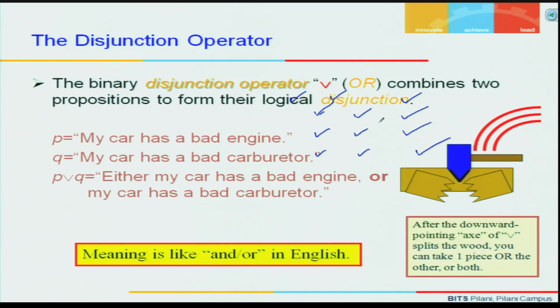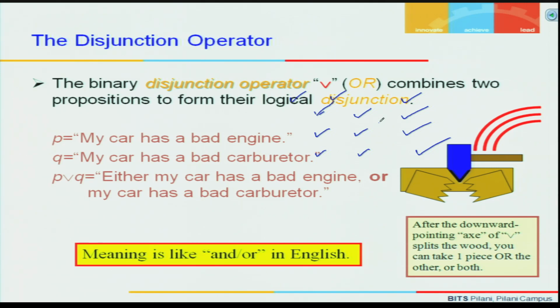We will see another binary operator. It is binary, hence it takes only two operands, and it is OR. The way we generally speak OR is the same way it has been defined even here. If I have two propositions P and Q, P is my car has a bad engine and Q is my car has a bad carburetor, then P or Q is defined as either of the two statements: either my car has a bad engine or my car has a bad carburetor. The semantic meaning of this is either this or that.